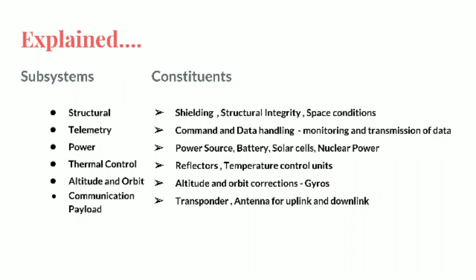Structural subsystem. A satellite is not small or very simple as you seem to have seen in any picture or a movie or a model. A satellite weighs around hundreds of kilograms and it carries very costly and very important equipment to space. So structural integrity is a critical thing for satellites, and this structural subsystem is responsible for that. It is responsible for shielding and is also responsible for making the satellite withstand the space conditions.